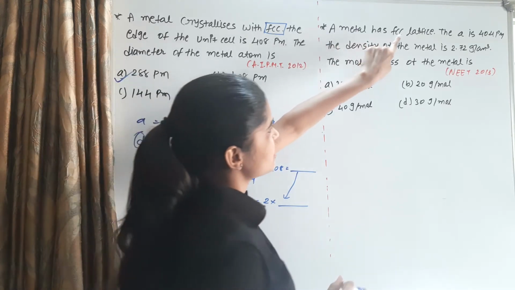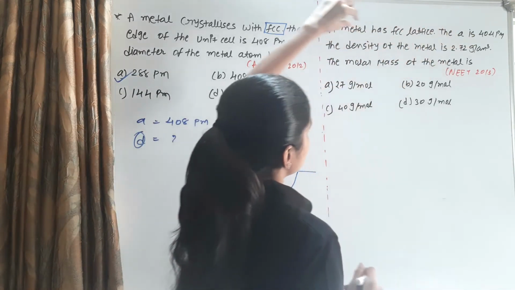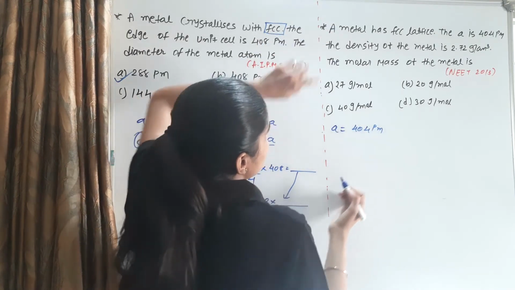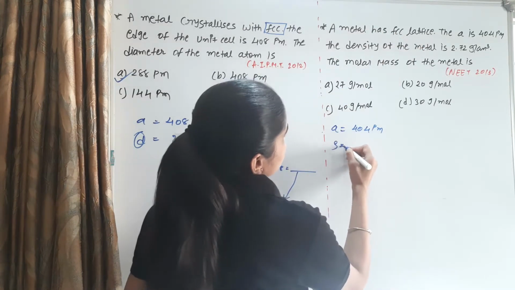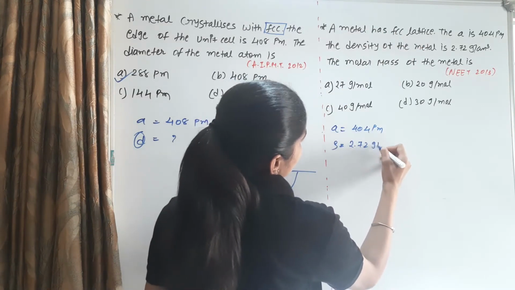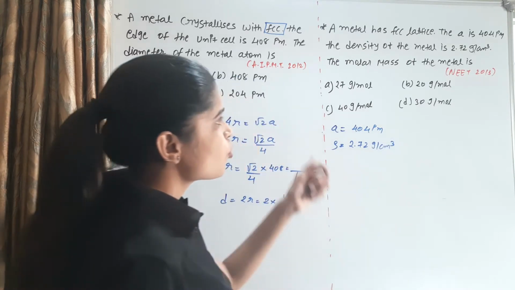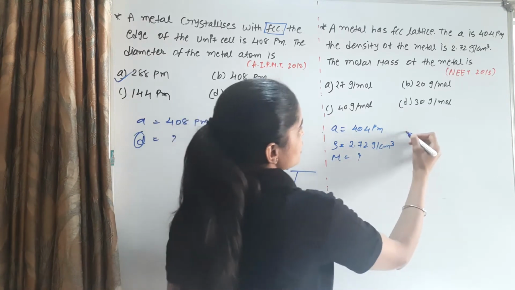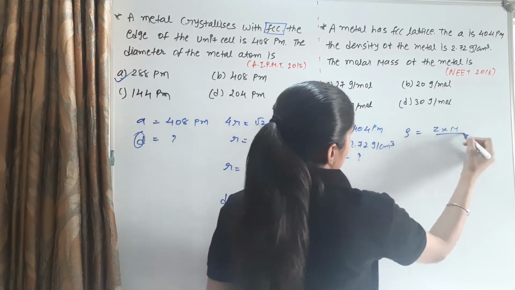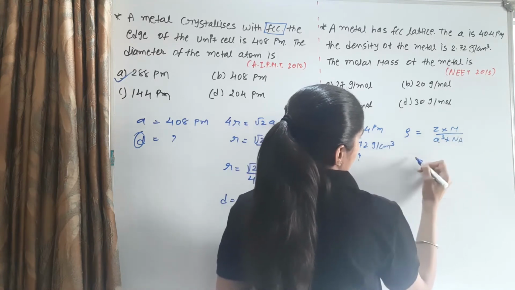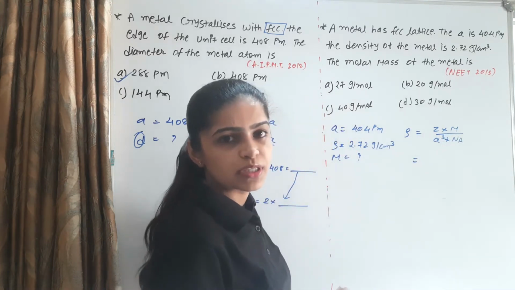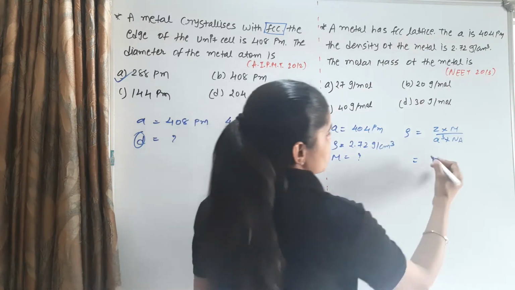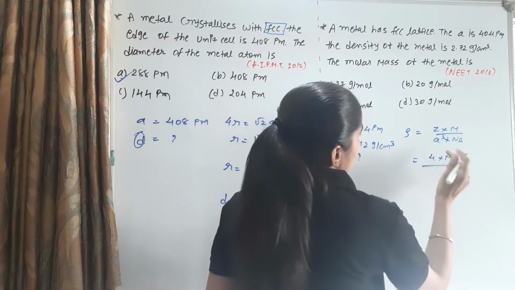Next, a metal has an FCC lattice. The a value given is 404 picometers, and the density given is 2.72 gram per centimeter cube. We find the molar mass M of the metal. We know density = Z × M / (a³ × Na), where Z is the number of atoms per unit cell. For FCC, the number of atoms per unit cell is 4.